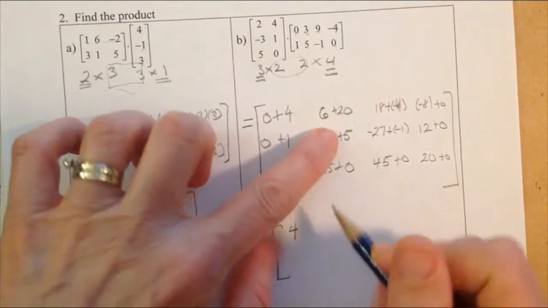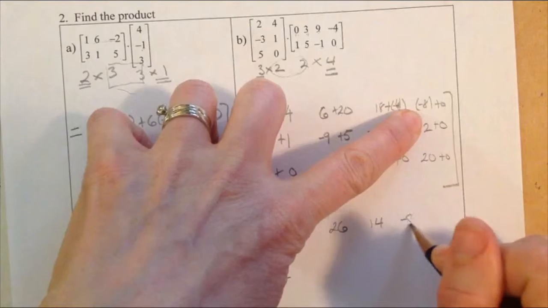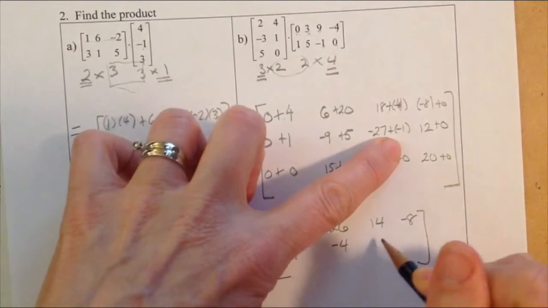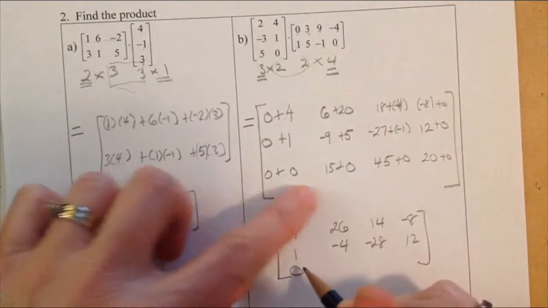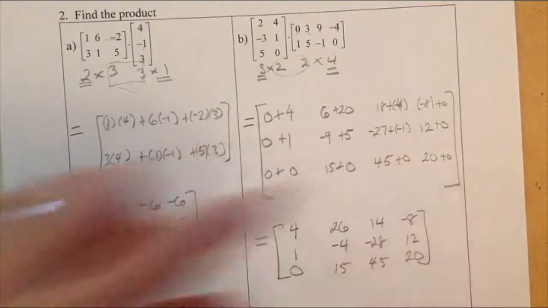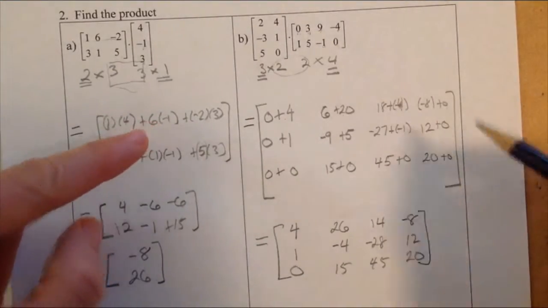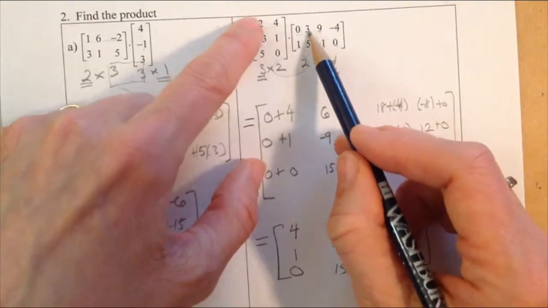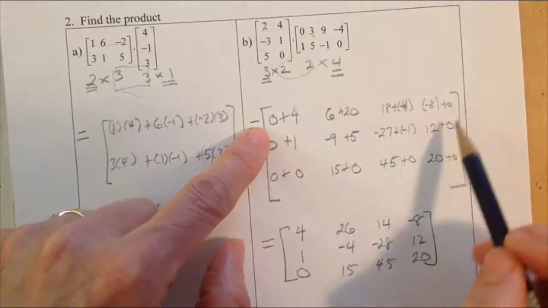This will give us 4, 26, that would be 14 and negative 8, then 1, negative 4, that would be negative 28, 12, and finally 0, 15, 45, and 20. And that is how we do our matrix multiplication. Again, work across the row compared to the column for each of our entries. Multiply and add the respective values together.